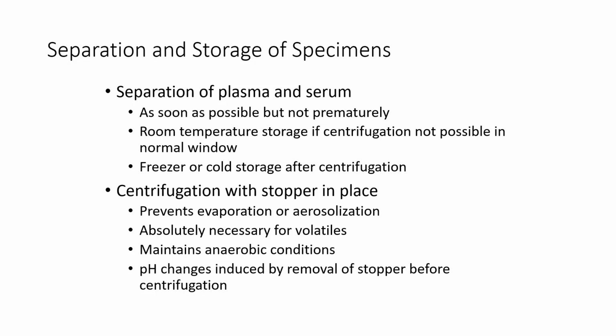Separate plasma and serum as soon as possible, but not prematurely. So if it's serum, you want to make sure that you give it an opportunity to clot and then you can pour it off. Room temperature storage if centrifugation is not possible in the normal window. Freezer or cold storage after centrifugation. Centrifugation with the stopper in place prevents the evaporation or aerosolization of any of the specimen. This is absolutely necessary for volatiles, and it maintains anaerobic conditions. pH changes induced by removal of the stopper before centrifugation are also something to make note of.